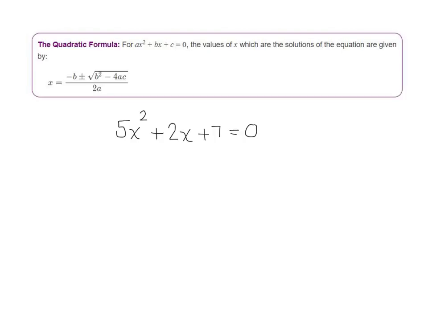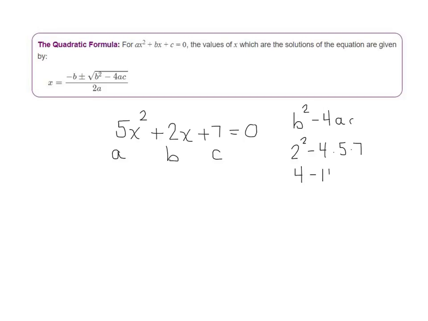So in example 2 here, we want to solve this quadratic equation. We could identify if it could be solved by factoring by calculating the value again of our discriminant. So in our case here, a, of course, is the number in front of x squared, so that's 5. b is the number in front of x, so that's 2. And c is our constant, so that's 7. So our discriminant would be 2 squared minus 4 times 5 times 7.